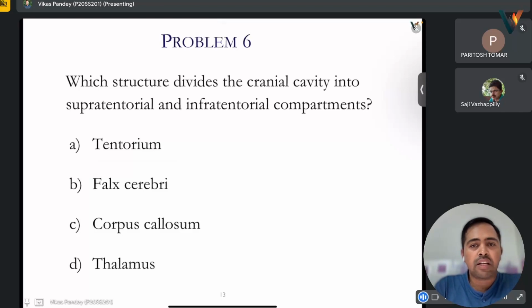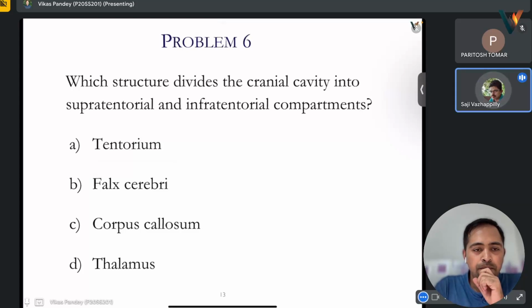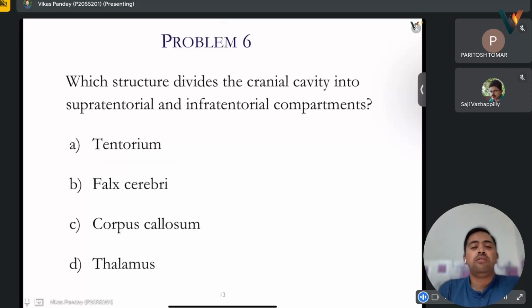Which structure divides the cranial cavity into supratentorial and infratentorial compartments? It's tentorium, falx cerebri, corpus callosum, or thalamus. Corpus callosum. Okay. Any other answer?